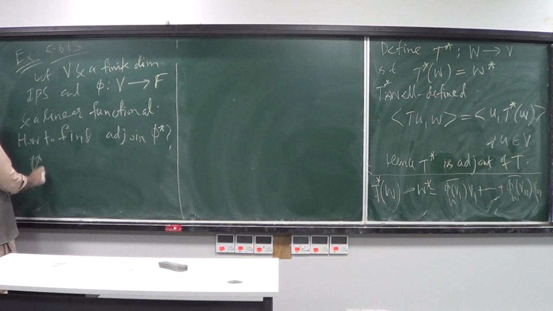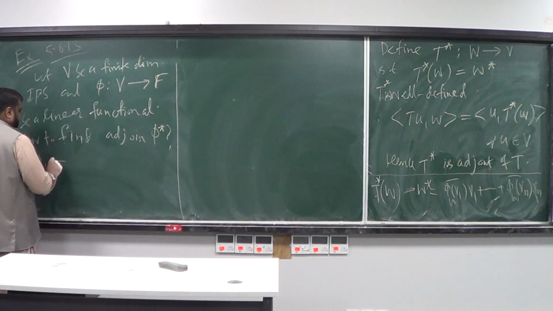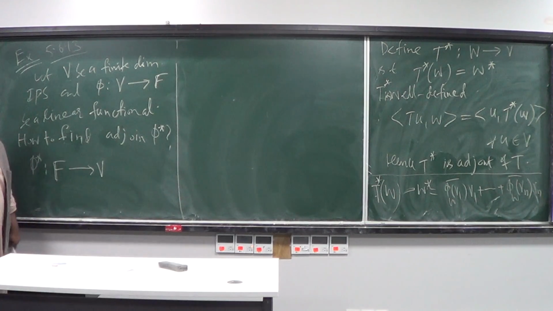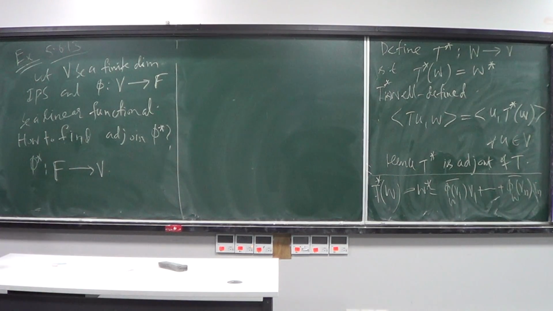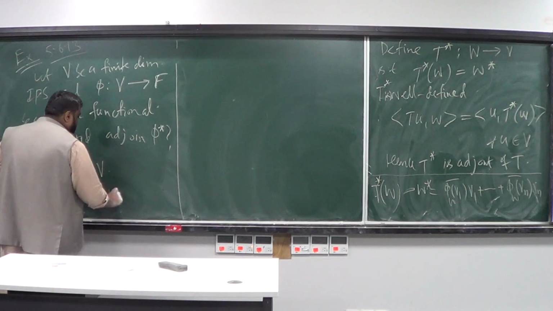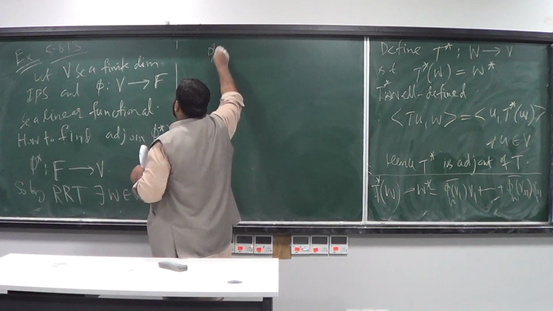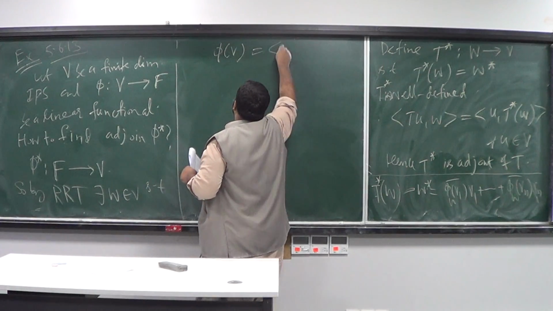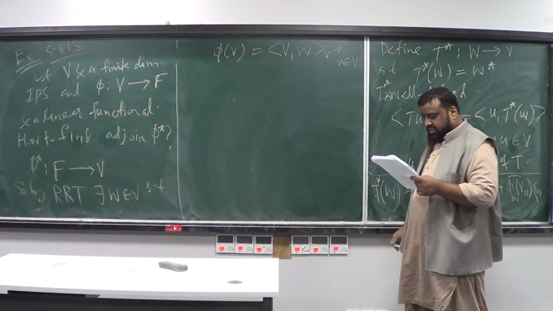Obviously, the linear functional is going to be a linear map from V into F, and the adjoint is going to be a map from F into the vector space. So what does the Riesz Representation Theorem say? Since phi is a linear functional, by the Riesz Representation Theorem there exists a W in V such that phi of V is equal to the inner product of V and W in V for all V in V.